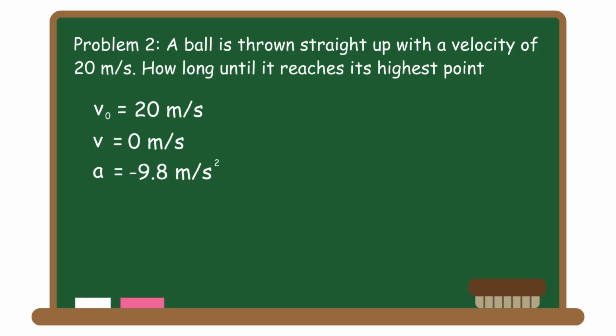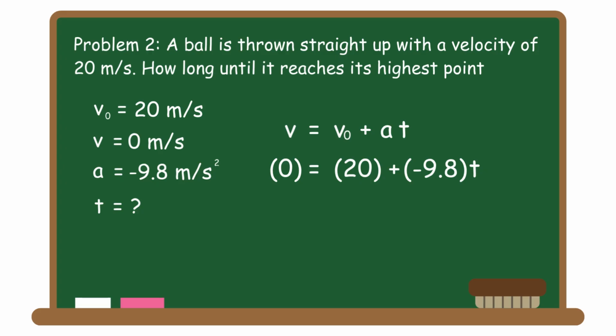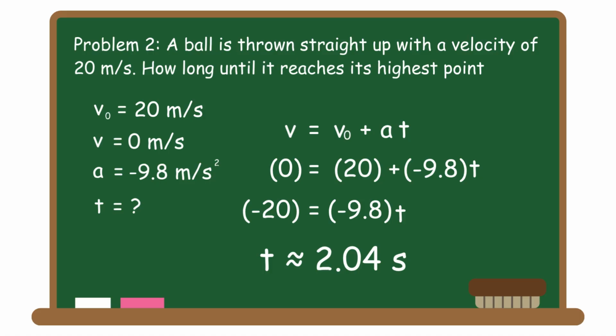We'll use the equation v equals initial velocity plus acceleration times time. Substitute the values. 0 equals 20 plus negative 9.8 times time. Now solve for t. Subtract 20 from both sides. We get negative 20 equals negative 9.8 times time. Divide both sides by negative 9.8. Time equals about 2.04 seconds. So, it takes just over 2 seconds for the ball to reach its highest point.